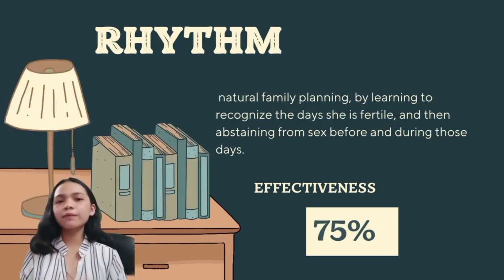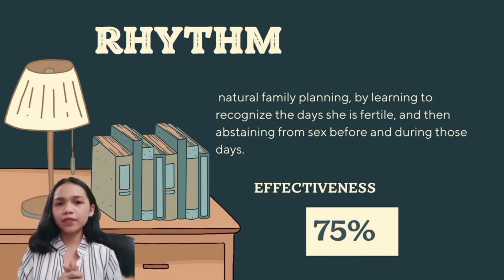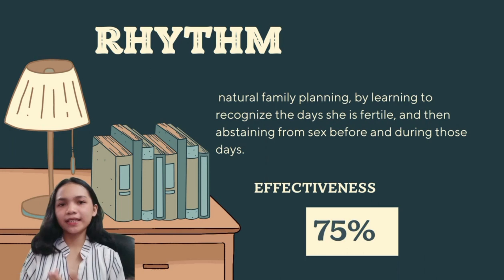Subsequently, we have the rhythm or natural family planning and fertility awareness. This method helps women and couples become more familiar with the signs of ovulation and the pattern of the menstrual cycle to understand how to plan sexual activity to either avoid pregnancy or become pregnant.